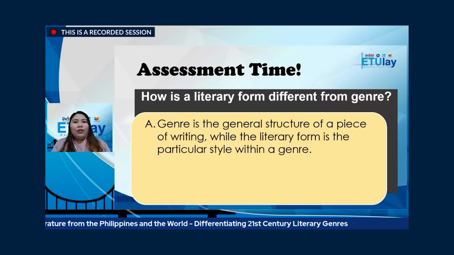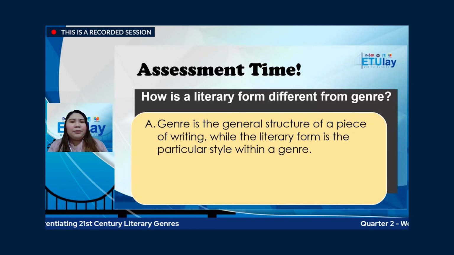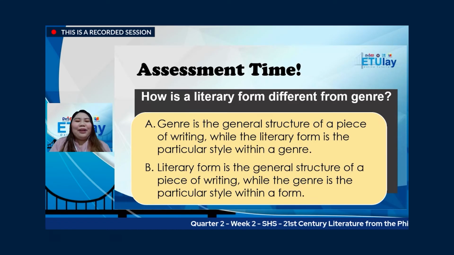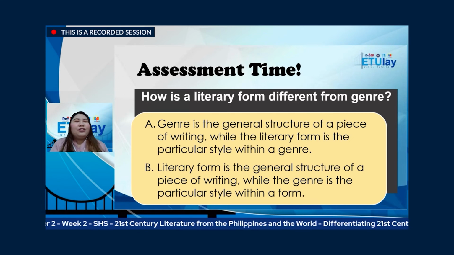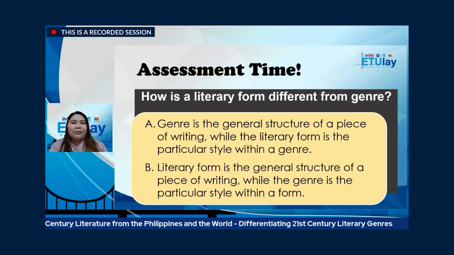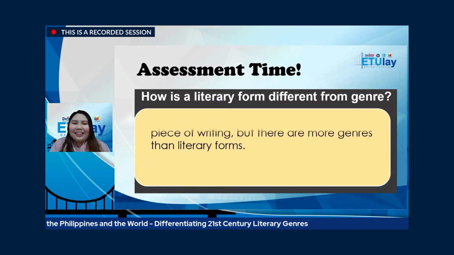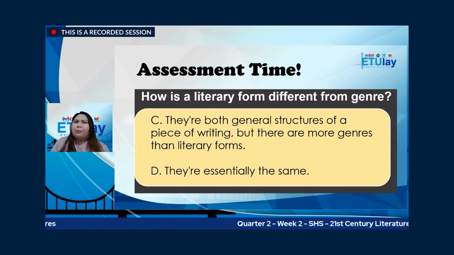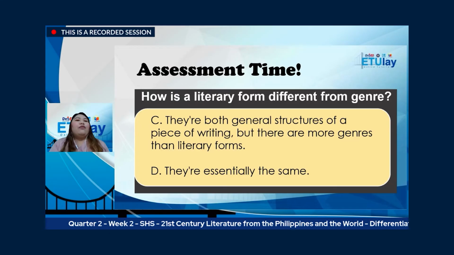A. Genre is the general structure of a piece of writing, while the literary form is a particular style within a genre. Interesting. B. Literary form is the general structure of a piece of writing, while the genre is a particular style within the form. That's B. There's still more. Here's letter C. They're both general structures of a piece of writing, but there are more genres than literary forms. Makes sense in a way. D, they're essentially the same. Definitely a big no no. Letter D is out. It's obvious.